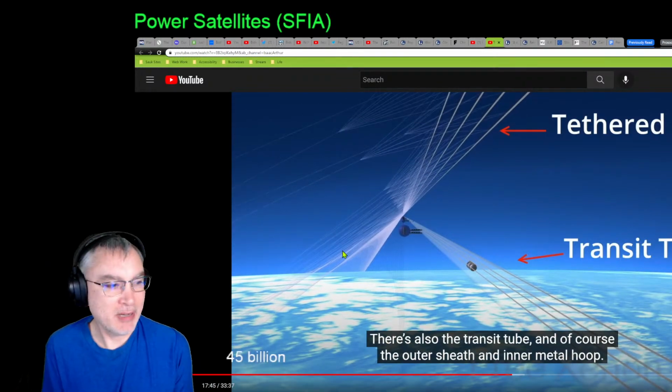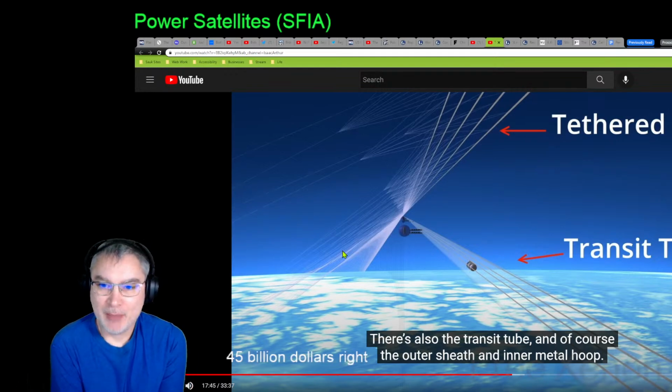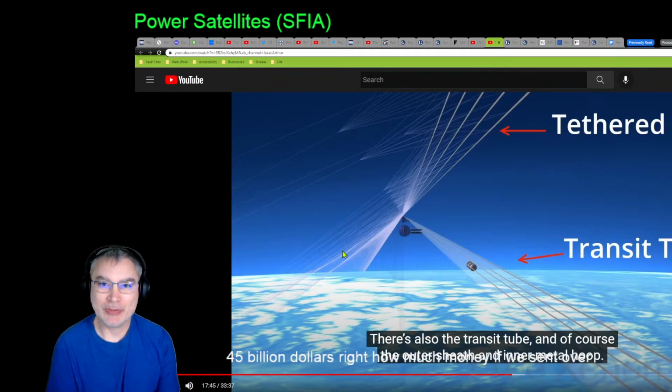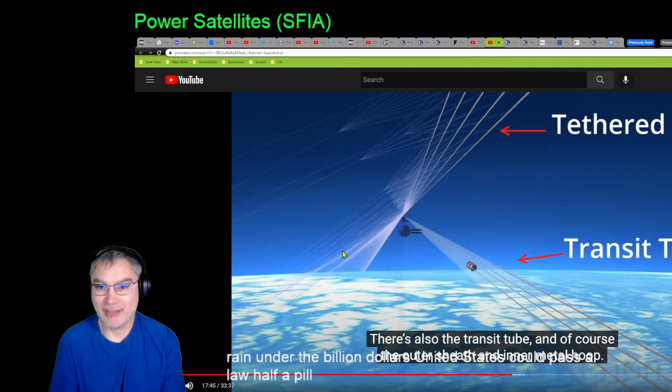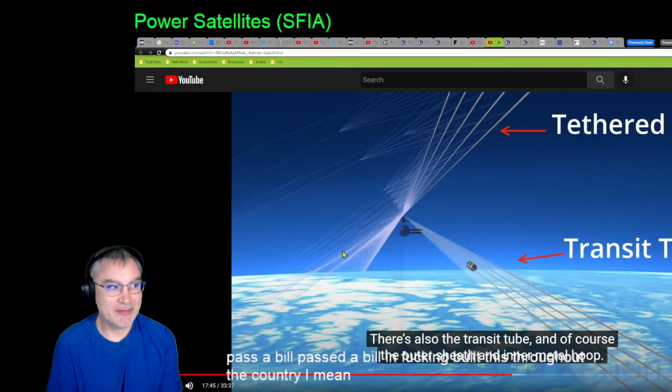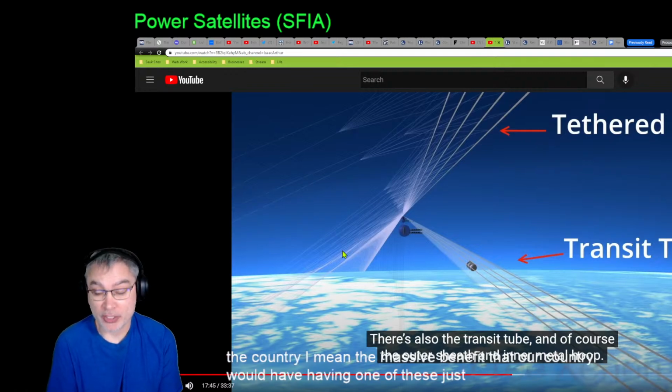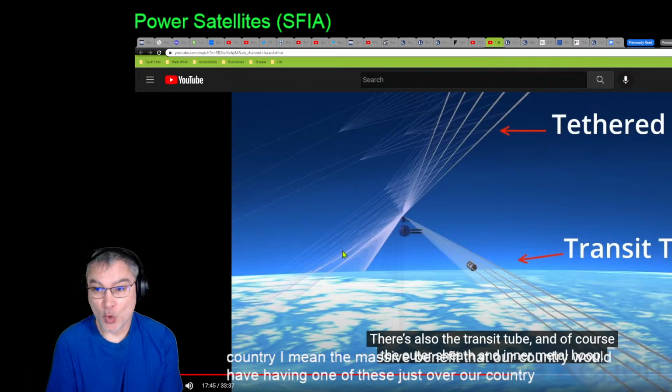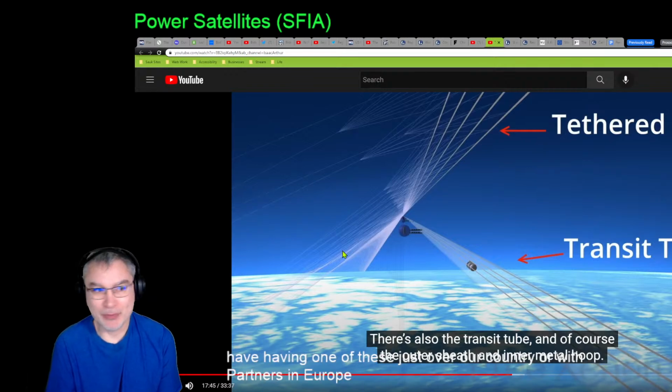So $45 billion, right? How much money have we sent over to Ukraine? Hundreds of billions. The United States could pass a bill and build this throughout the country. I mean, the massive benefit that our country would have from having one of these just over our country, or with partners in Europe, would be mind-boggling. Yeah, it's big brains.